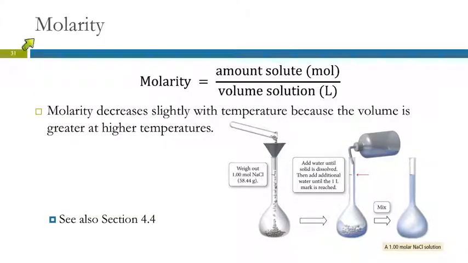So this is a review of molarity. Molarity is the amount of solute in moles, the unit has to be moles, divided by the volume of the solution in liters. Molarity is slightly temperature dependent because the volume of the solvent will change. So liquids, as they are heated up, will generally expand slightly, and so molarity will increase slightly with temperature. Most of the time this isn't a problem, but there are some applications where that would be a big deal. Here's illustrations of how you would make a 1 molar solution of sodium chloride. And this was also covered in section 4.4.